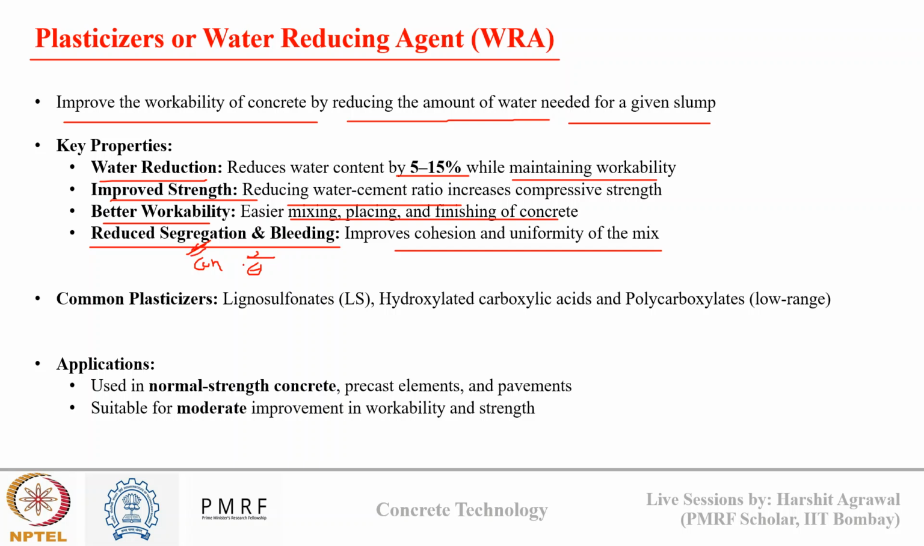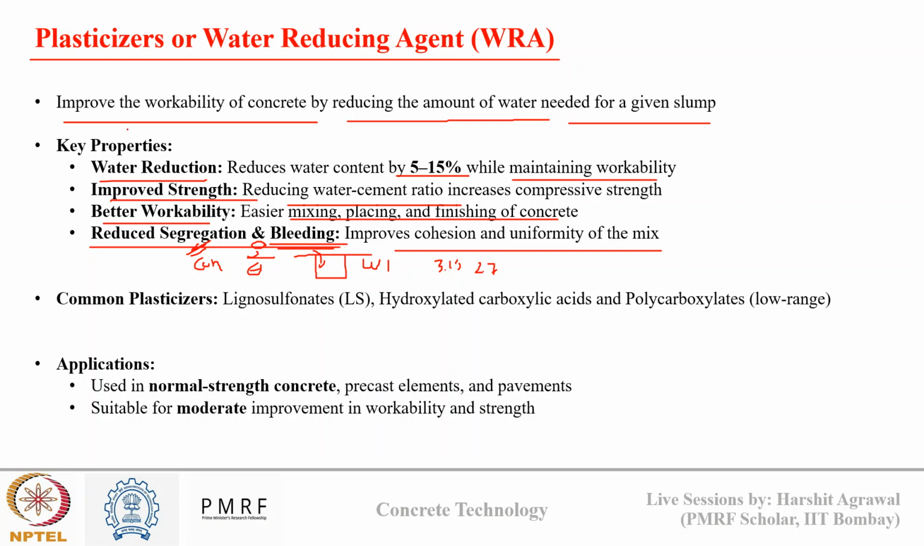And bleeding means when water comes to the top. Suppose I have a mold, I have done concreting, and I have done a lot of compaction, or I have used a lot of water. What will happen? Water has a lower density compared to cement and aggregate. Water specific gravity is 1, cement is 3.15, aggregate is 2.7. So water is lighter than both. When I compact the system, water can bleed and come to the top. That is known as bleeding.